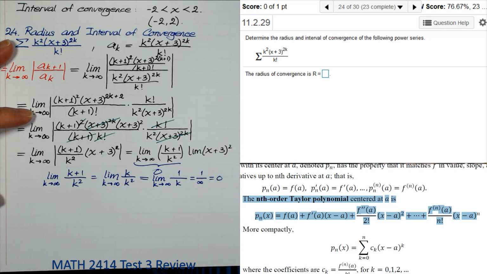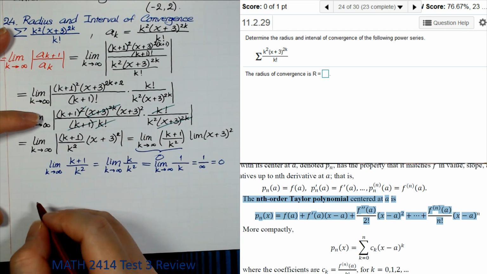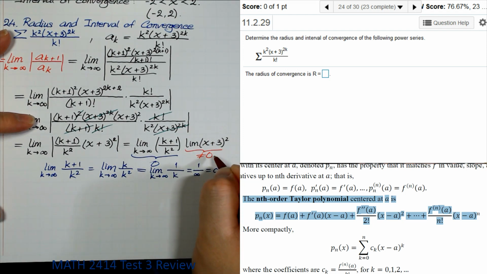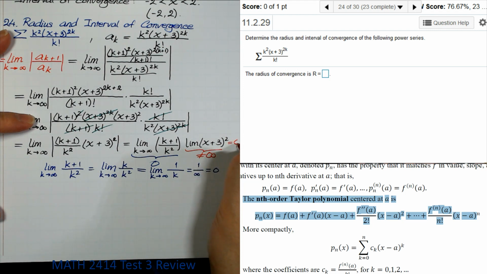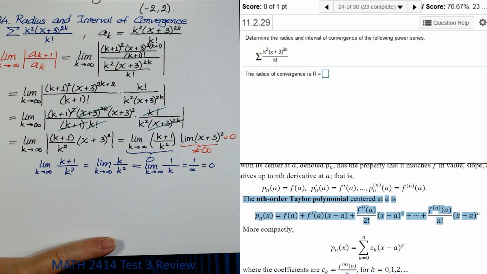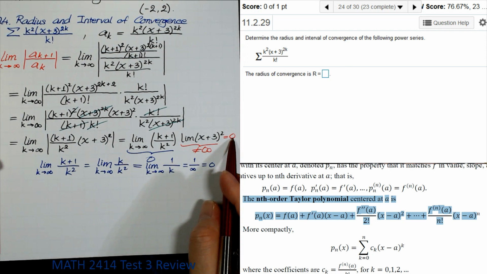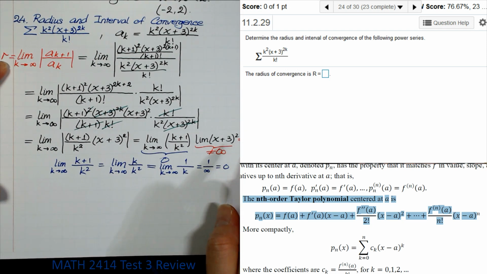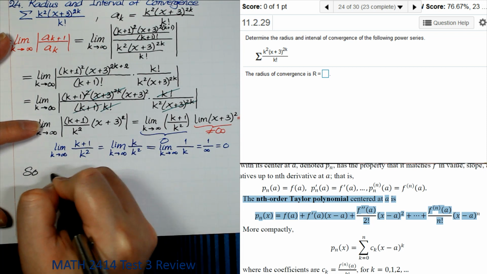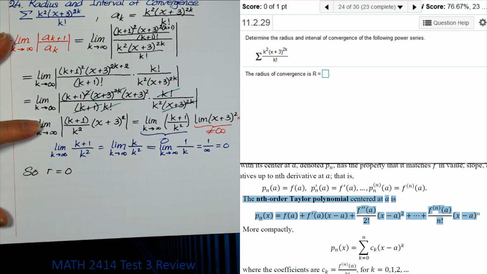Now, if this is 0, this doesn't matter because 0 times anything is equal to 0, unless that is equal to infinity. So I will write it like this. If this is not equal to infinity, then the whole thing is equal to 0. If it is equal to infinity, then it's indeterminate. However, if it is equal to 0, then the radius r equals 0, which is less than 1.